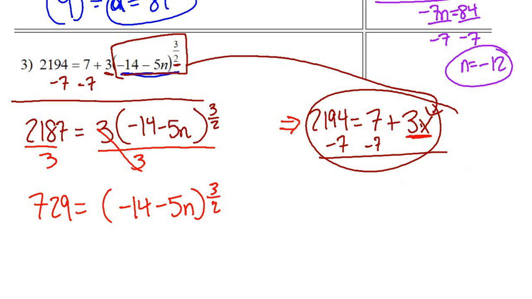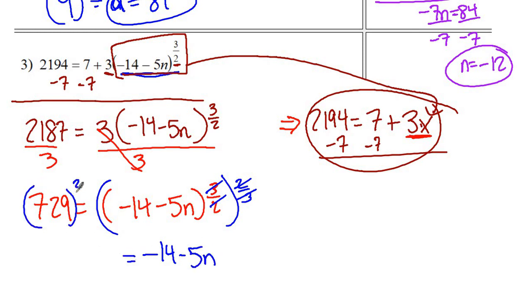And the reciprocal of 3 halves would be 2/3. So we're going to raise this to the 2/3. Those will cancel, and we're just left with this. And then whatever I do to one side, of course, I have to do the same thing on the other. And we already did 729 to the 2/3. That was up above on number 1. Okay, that's taking the cube root of 729, which is 9, and then squaring it. 9 squared was 81. So we did that up above.